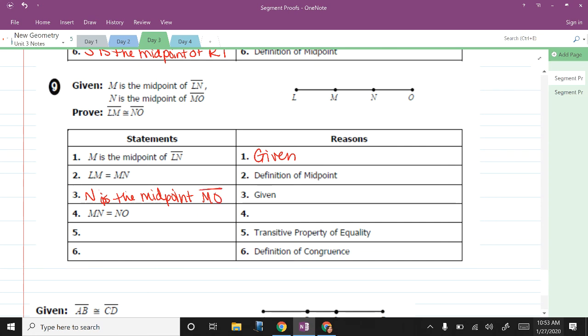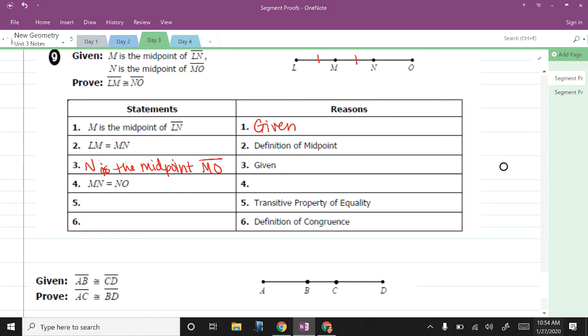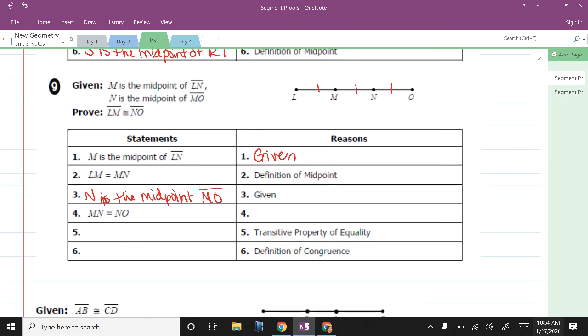So I'm going to go back and mark LM equals MN, and N is the midpoint of MO. So there's MO, this segment. That means that these two segments, MN is equal to NO. And what says that if I have a midpoint, then two segments are congruent, or two segments are equal? Yeah, that's also the definition of a midpoint. Very good.